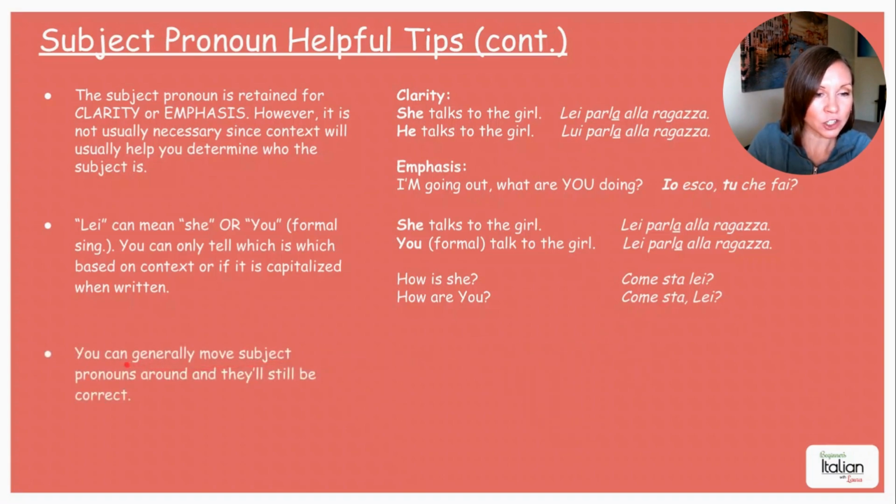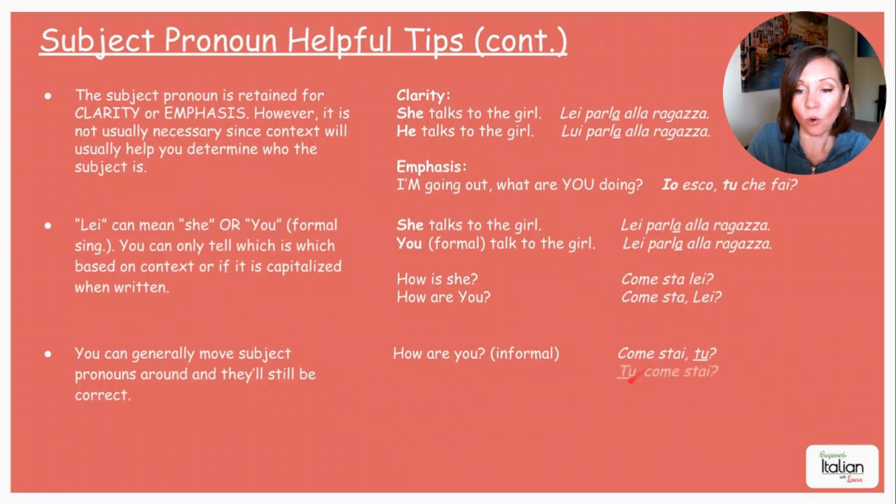Okay, and you can generally move subject pronouns around and they'll still be correct. So that's a little bit different from English. So in this case, "how are you?" In the informal, you would say "come stai tu?" Or you can say "tu come stai?" Or you could say "come stai" and just take out the tu altogether. They all mean the same thing.